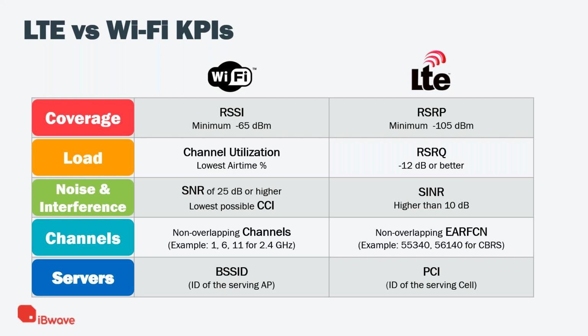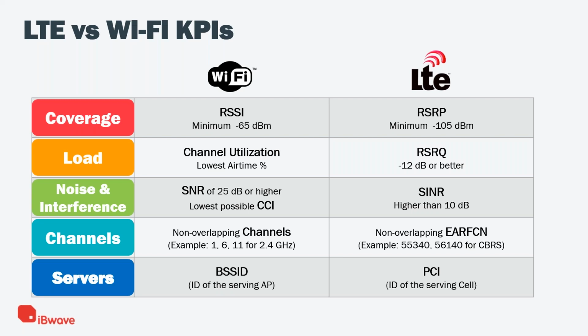In terms of load or traffic, for Wi-Fi, we usually look at the channel utilization, and we try to find channels with the lowest airtime percentage, right? But for LTE, we have a KPI specific for that. It's called RSRQ. And usually we're targeting neg 12 dB or better. Realistically, you have worse than that, but that's the ideal scenario. It's neg 12 or better, or neg 10 if possible.